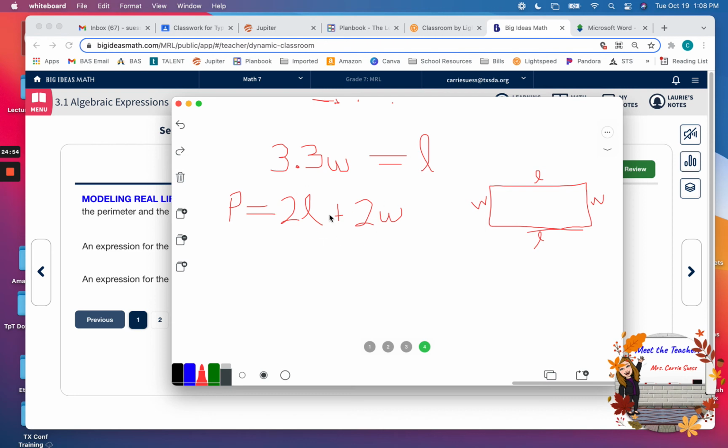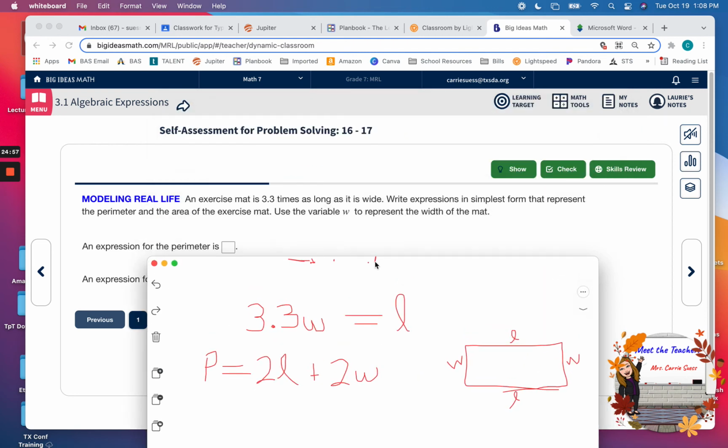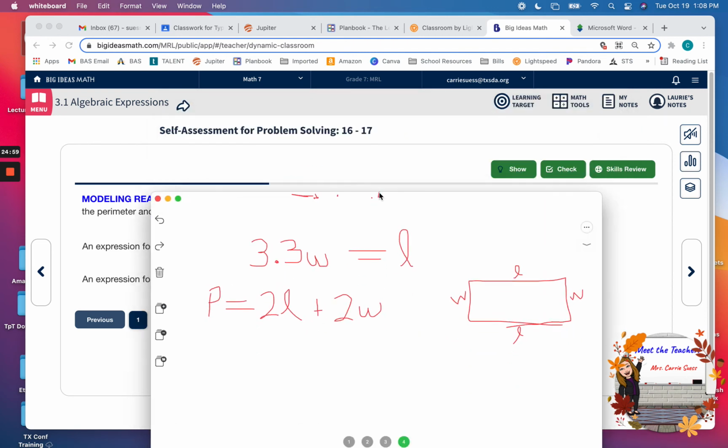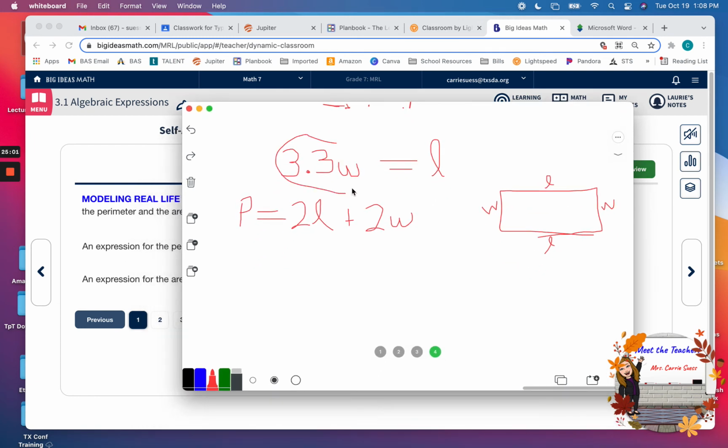Okay. So this is the equation that they want you to solve, knowing that L equals this. That makes sense so far? So you're going to plug that in where the L is. So if I rewrite this, I have 2 times 3.3W, this is algebra, guys, plus 2 W's. So far, so good?